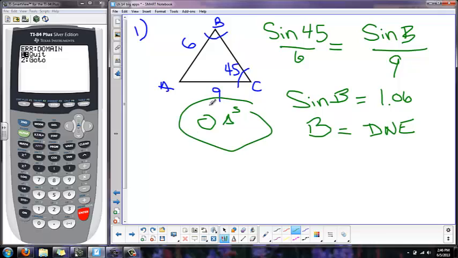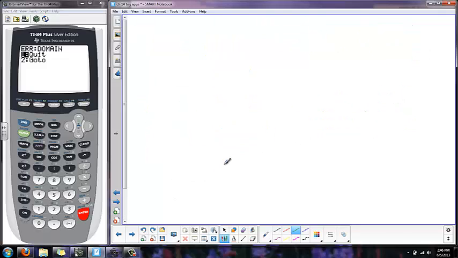Your answer is always either 0 triangles, 1 triangle, or 2 triangles. Those are your only possibilities for numbers 1, 2, and 3. Okay, but you do have to show your work. I know that there's not a ton of space on this worksheet, but try your best. All right, I'm not going to do 2 and 3 because they're the exact same thing. Number 4.